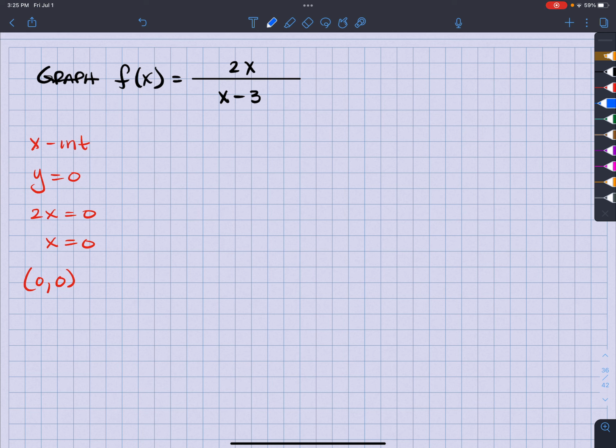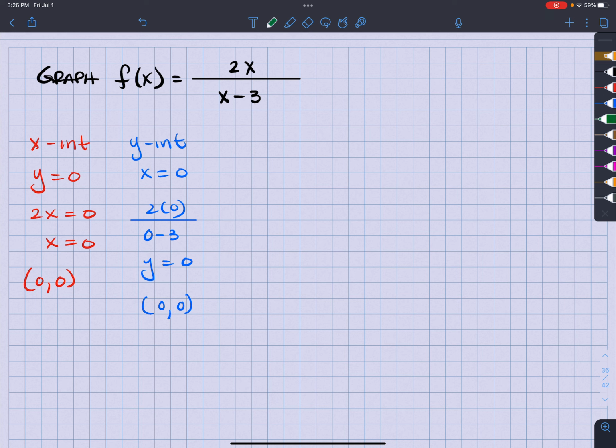And then I need to find the y-intercept. Well, for the y-intercept, I know that x is equal to 0. So if x is equal to 0, then 2 times 0 over 0 minus 3 is going to tell me that y is equal to 0. So same thing, I have (0, 0) as my y-intercept.